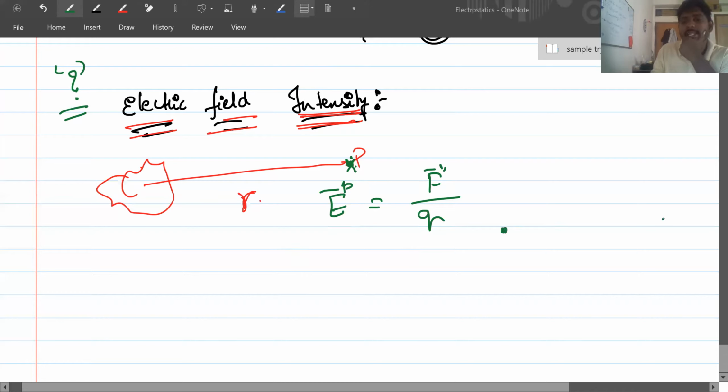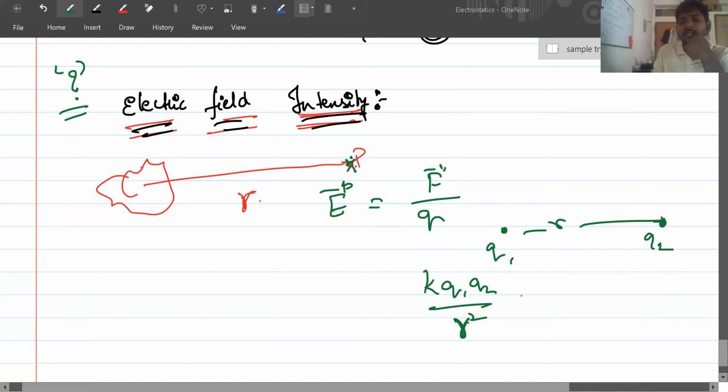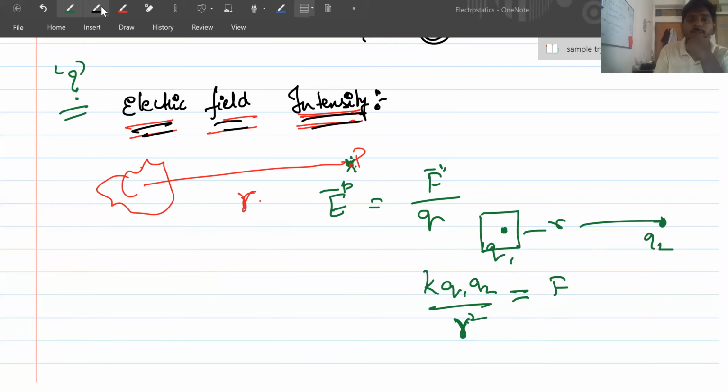So a point charge is there, right? To make you understand, I'm simply explaining. Q1, Q2, distance is R. So now the force magnitude is what? K Q1 Q2 by R square, right? That is equal to the force. Now I am asking the field due to Q1 at this point.